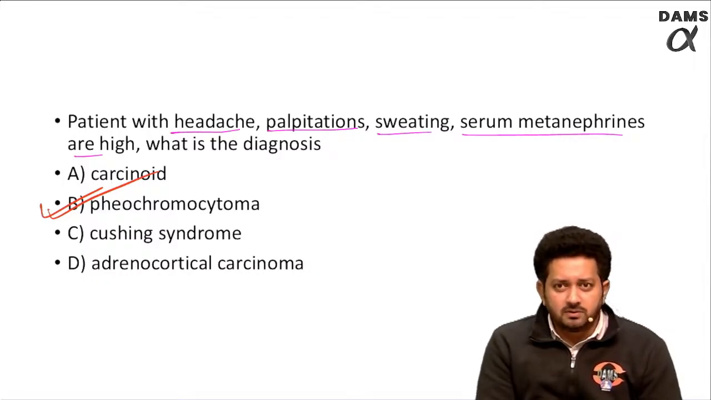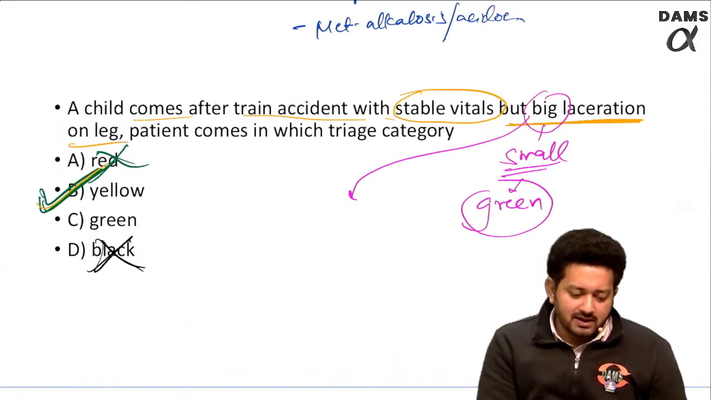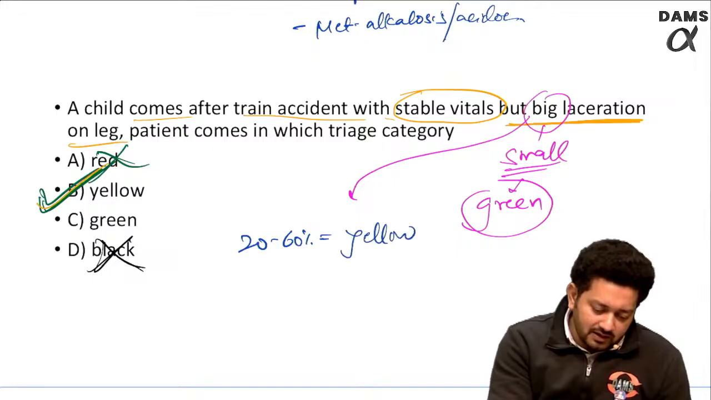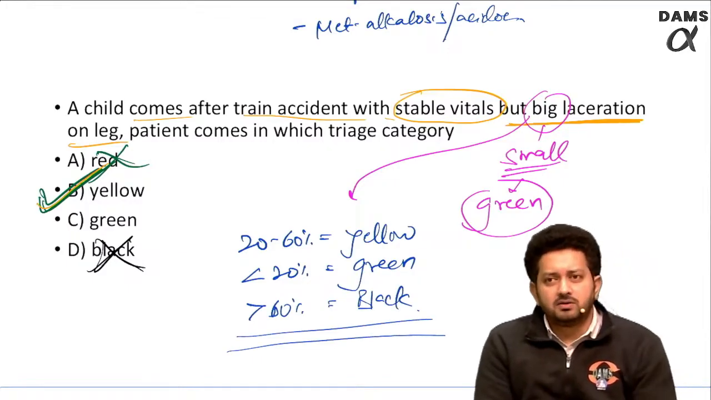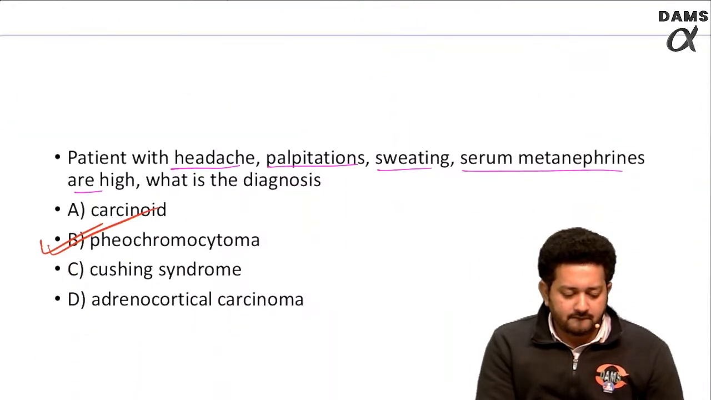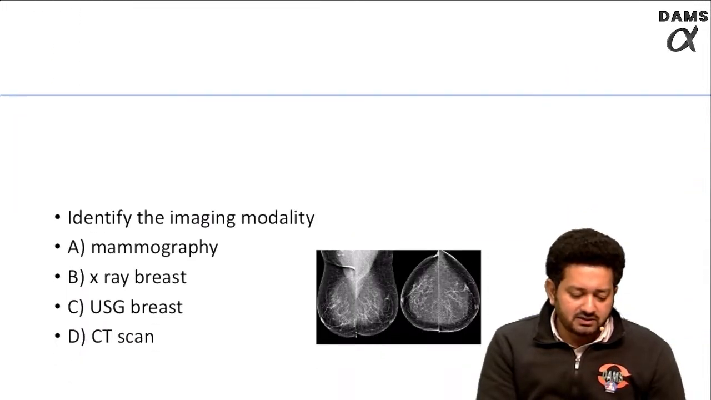Okay, pheochromocytoma. Burn, even if it is 25% burn, okay, I guess there are two questions. So see, 20 to 60% burn again goes in yellow. Less than 20% goes in green. More than 60% goes in black when we talk about the triage. Okay, so pheochromocytoma for this question, very classical headache, palpitation.